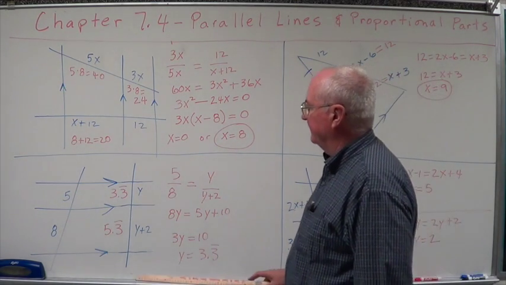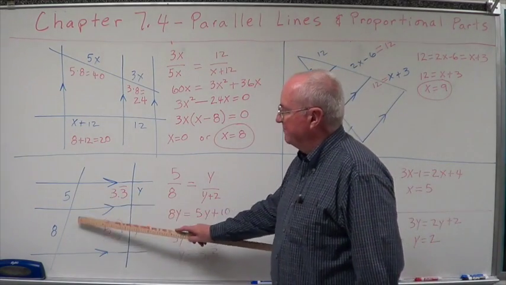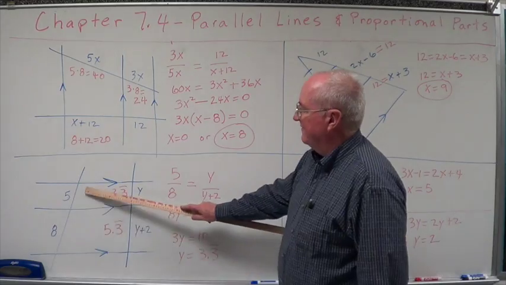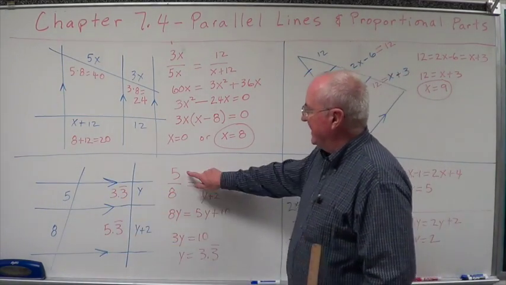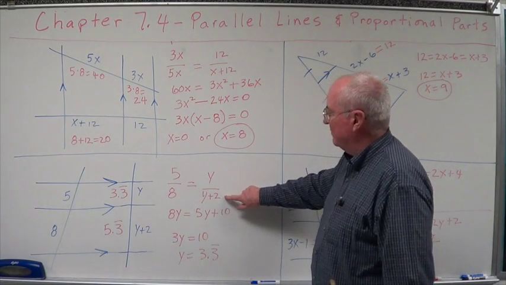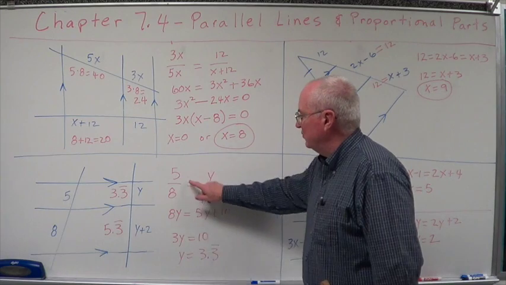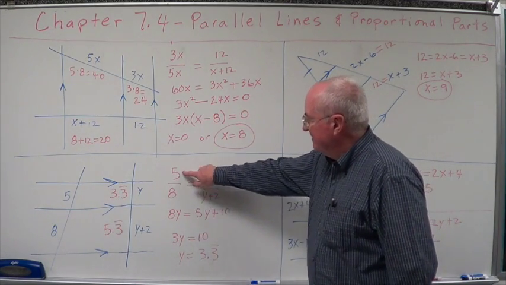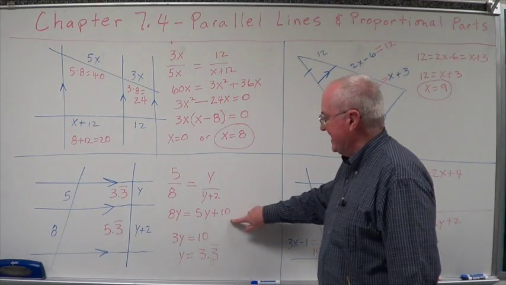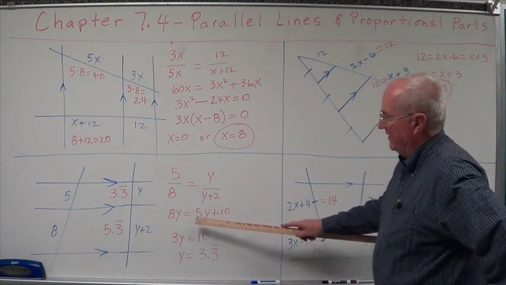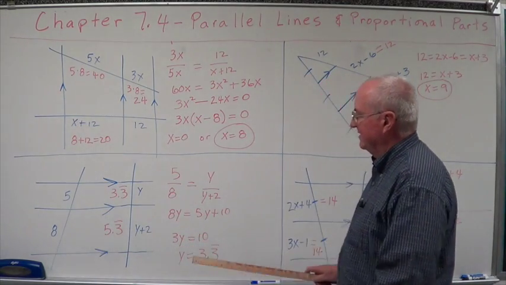This one down here, we've got 3 parallel lines. The horizontal lines are parallel. We have proportional parts. 5 is to 8 as y is to y plus 2. So we're going to set that up. 5 is to 8 as y is to y plus 2. Cross multiply. 8y equals 5 times y plus 5 times 2. So 8y equals 5y plus 10. Combine our y's. Subtract 5y. 3y equals 10.